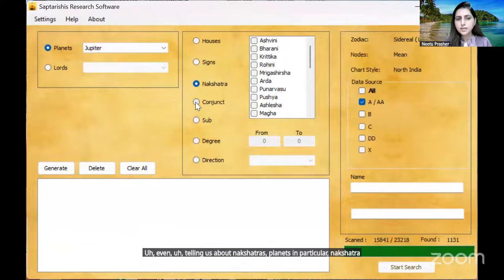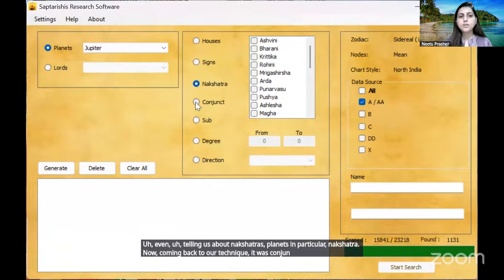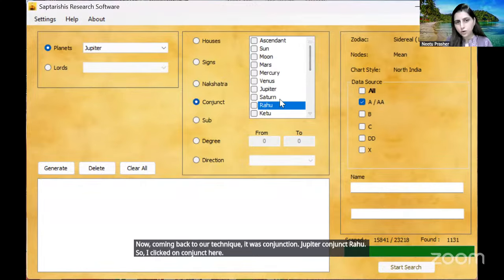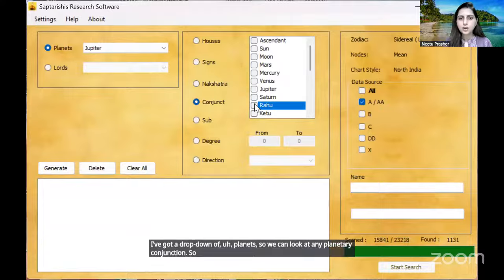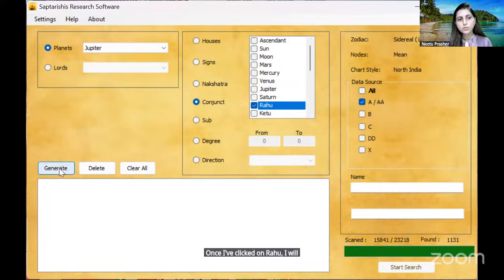Now, coming back to our technique, it was conjunction, Jupiter conjunct Rahu. So I clicked on conjunct here. I've got a drop down of a planet, so we can look at any planetary conjunction. So here I'm clicking on Rahu. Once I've clicked on Rahu, I will go to generate on the right hand side corner. I click on generate. So here you will see planet is Jupiter, and we are looking at Jupiter conjunct Rahu.